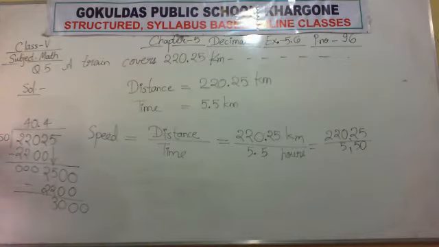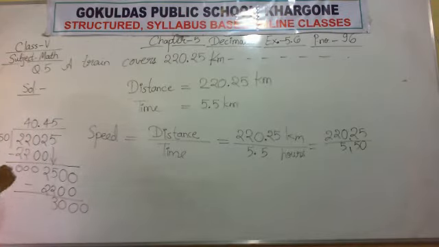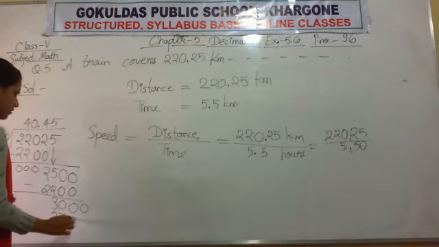5 into 0 is 0. 5 5s are 25. So 5 here, 2 carry forward. 5 5s are 25 and 2 is 27. So in 5 times we can further divide. So our result is 2750. Now subtract it.